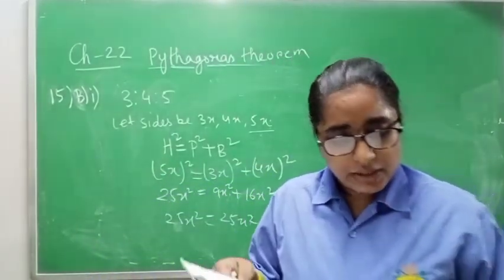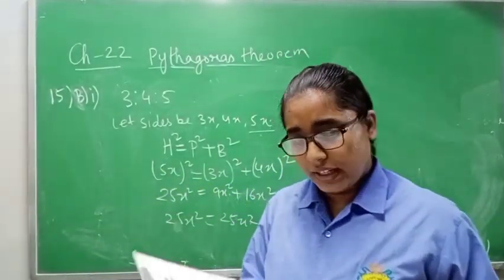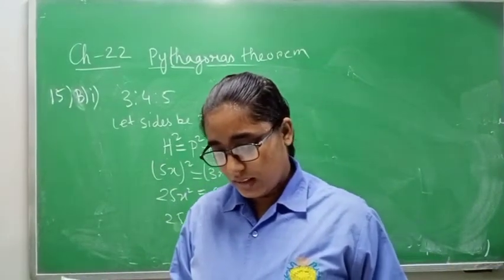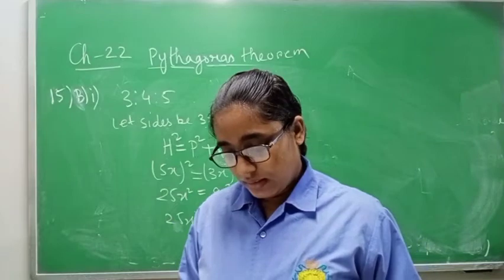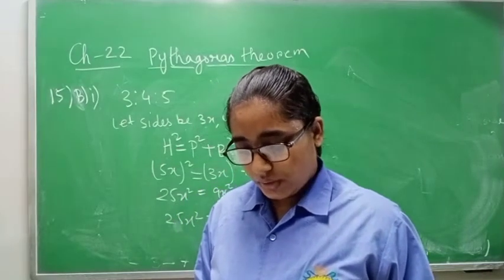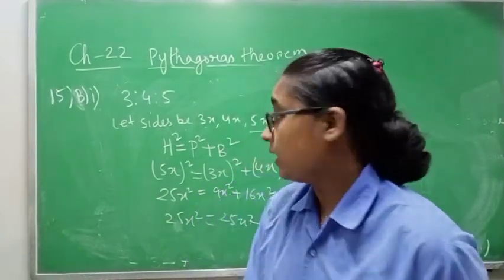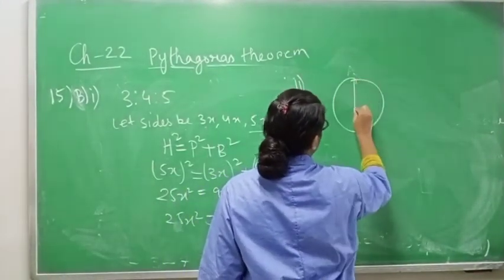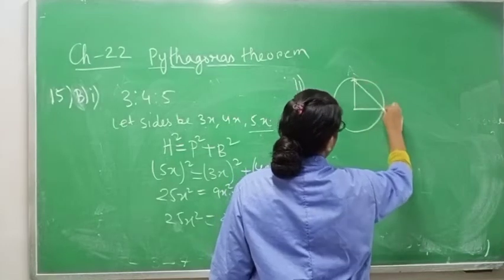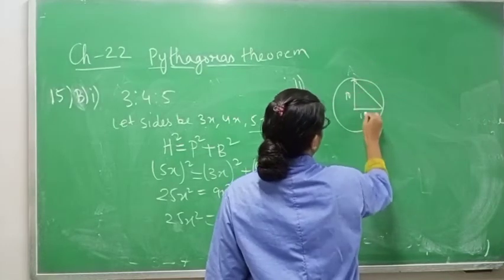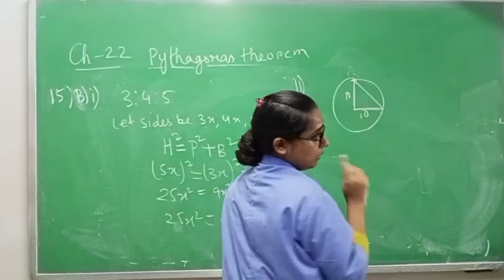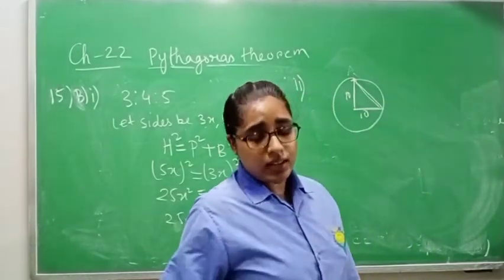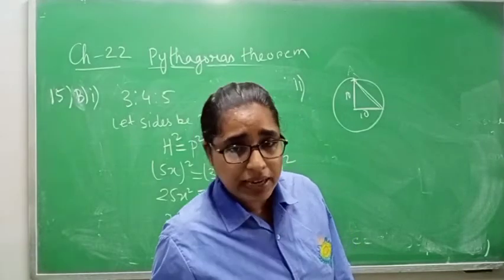Now B2. If in a circle of radius 10 centimeter, a chord subtends a right angle at the center, then the length of the chord will be 5 centimeter. So they are asking, there is one circle, the radius is this, and this one is the chord. This one is 10 and this one is 10, because both are radii. They are asking whether the chord will be 5 centimeter only.